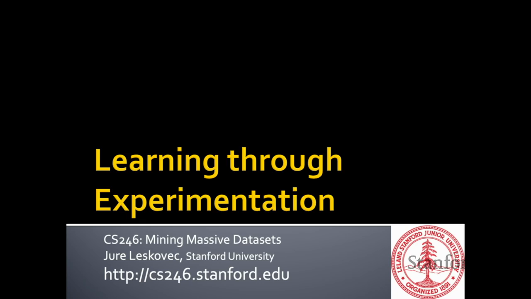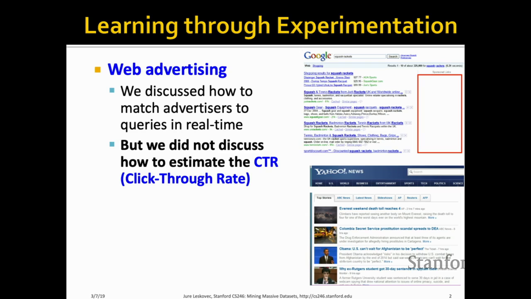So at the end of this lecture, I'm going to be giving you some of the tools and techniques to deal with these different problems. So let's connect, first of all, with web advertising. What we discussed on Tuesday was how to match advertisers to queries in real time. We wanted to find the best possible ads relevant for a specific user. But what we did not discuss there was, how do we estimate the click-through rate? So how do we figure out how often a certain user is going to click on that ad?